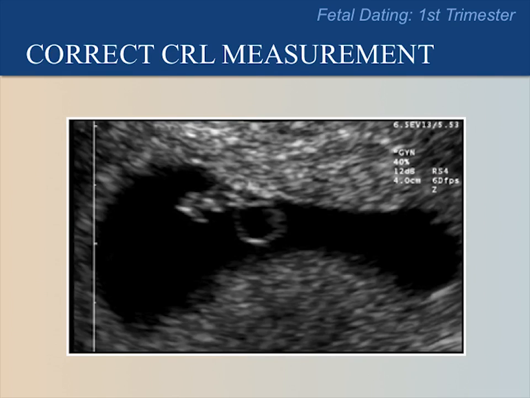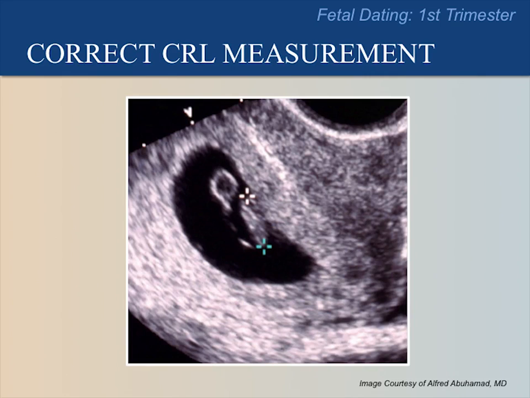With a very early fetus, we always measure the greatest length of the fetus, but never include the yolk sac, which is usually located right next to the fetus. Here we have labeled the fetus and the yolk sac. This is an example of a correctly measured crown rump length. It does not include the yolk sac, which is located very close to the fetus.